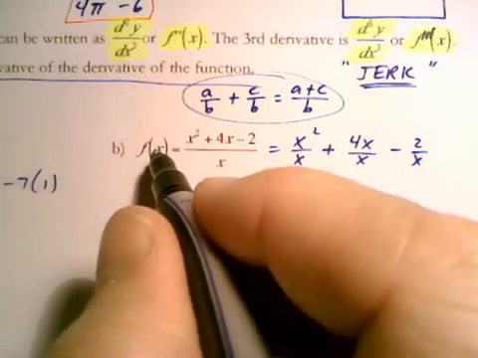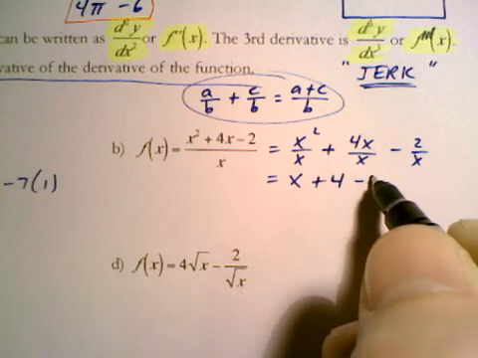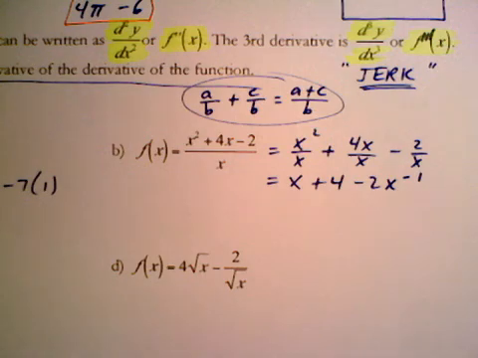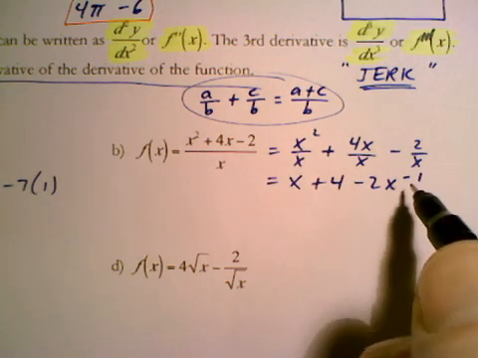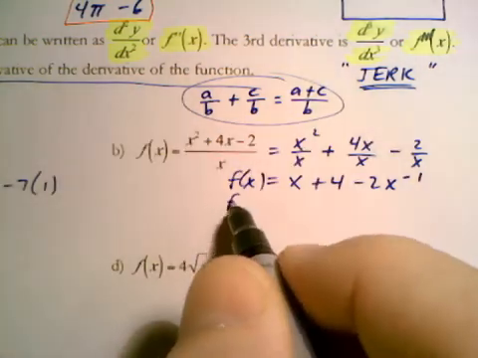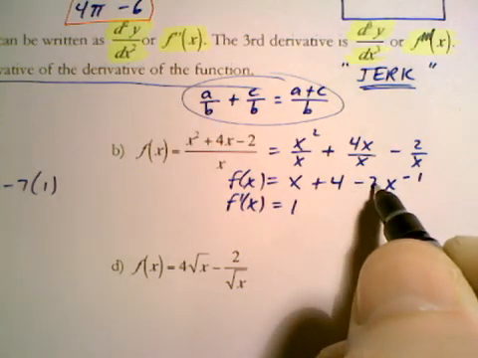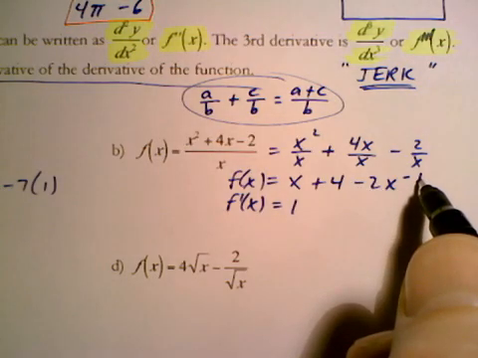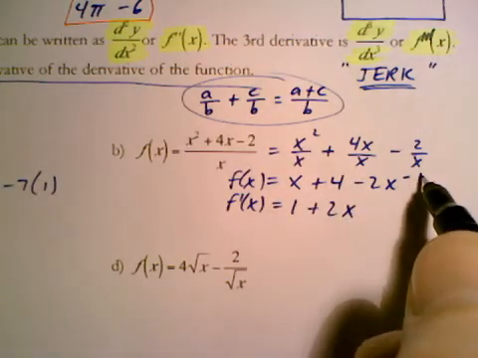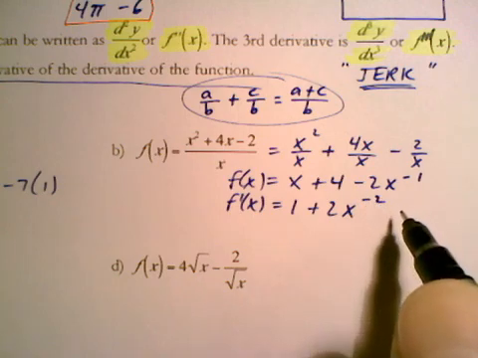f of x we could write as x plus 4 minus 2, and then I'm going to write this as 2x to the negative 1. It's much easier for me to see how to find the derivative when I have it written as a power of x. So therefore, f prime of x would be 1, and then negative 2 times negative 1 is 2, so plus 2 times x to the negative 1 minus 1. So again, we're using the power rule. Negative 1 minus 1 is negative 2.